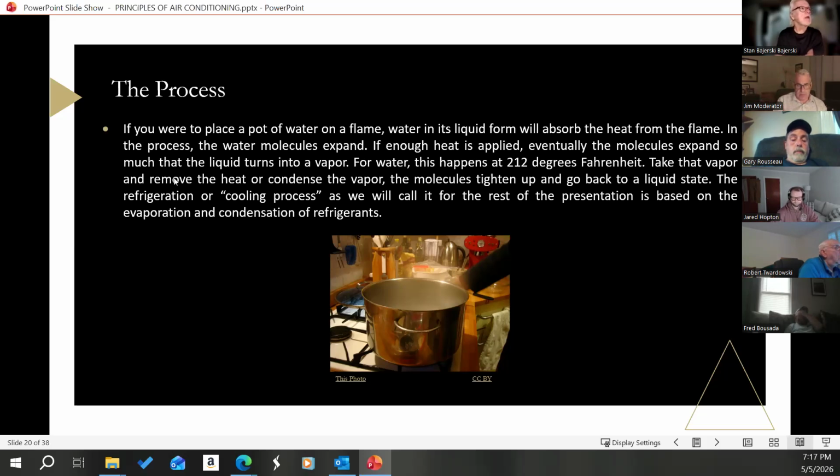Take that vapor and remove the heat, or condense the vapor. The molecules tighten up and go back to a liquid state. So depending on where that pot is, if there's something much cooler over it, you'll start to see water vapor condense on your microwave or your cabinets, depending on the temperature difference. The refrigeration or cooling process, as we call it, for the rest of the presentation is based on the evaporation and condensation of refrigerants. So they're all going to boil off at different temperatures and condense at different temperatures to accomplish different jobs.